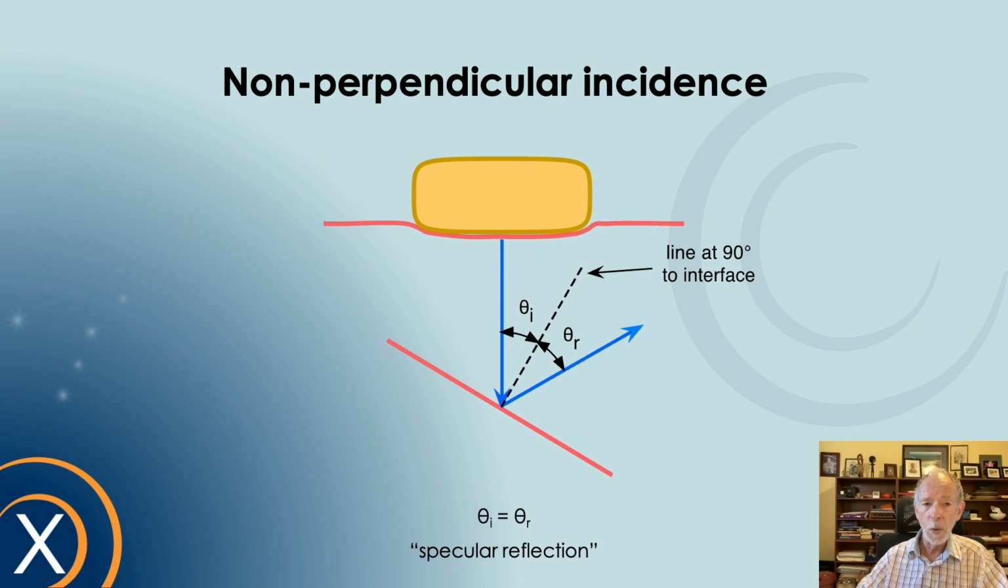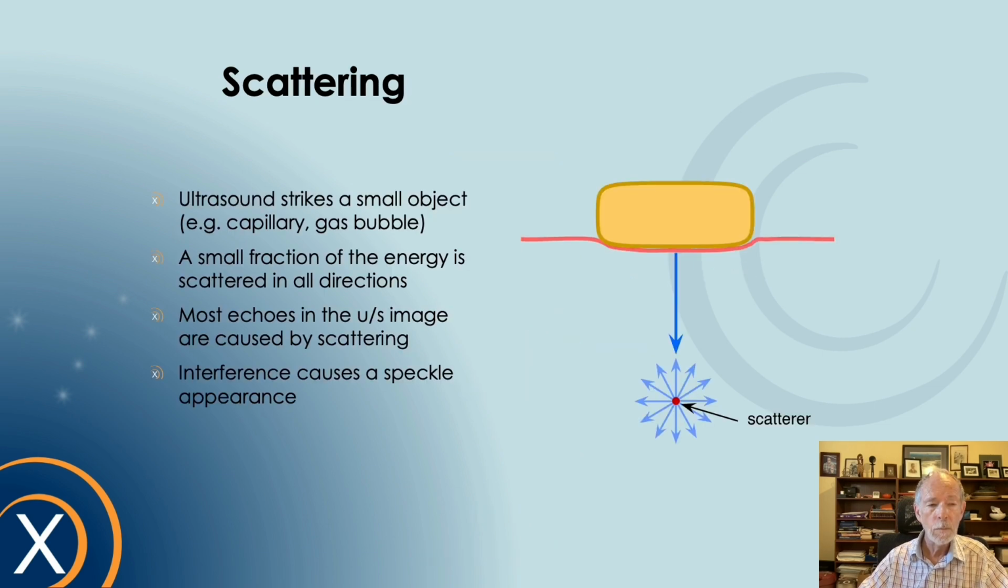Now, from a practical point of view, this means that when the ultrasound strikes an angled interface like this, the reflected ultrasound is going off somewhere else. It's not returning to the probe, and therefore it won't be seen in the image as an echo. That information is lost. So when we look at a sloping tissue interface like this, we will not see echoes. So that's probably enough to give you an idea about reflection.